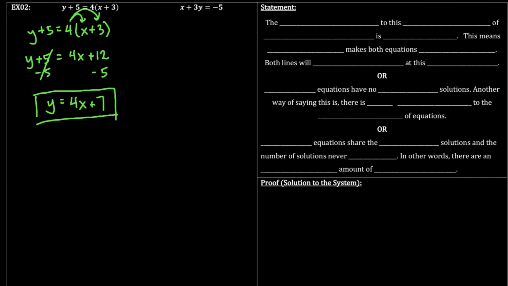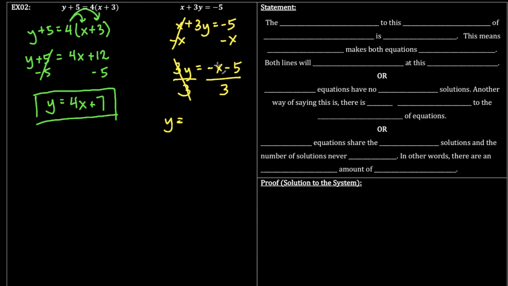But now I need this one over here to also say y equals. So x plus 3y equals -5. I'm going to subtract x from both sides so that I'm left with the y's right here. So 3y equals -x minus 5. Now I'm going to divide by 3, both sides by 3.